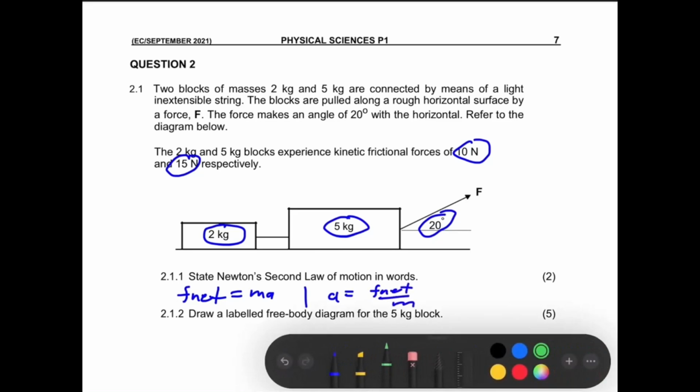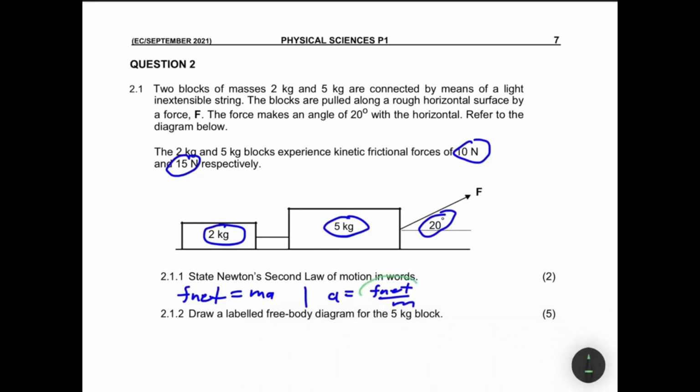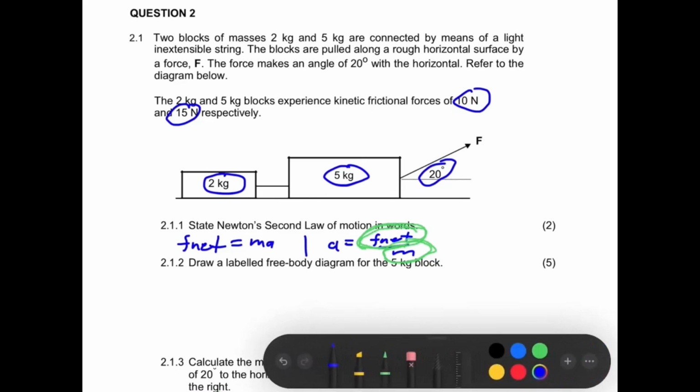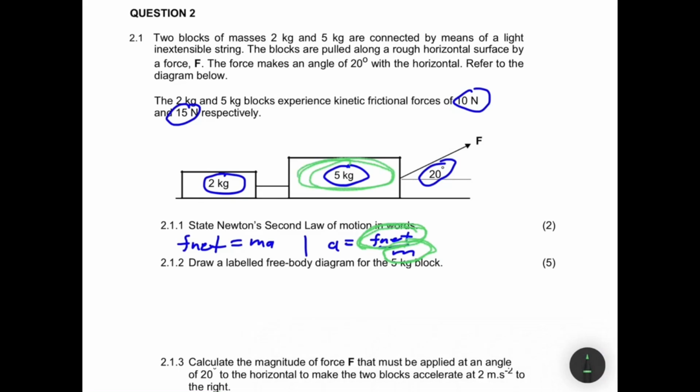Clearly in this case, the acceleration is directly proportional to the F net and inversely proportional to the mass, right? And then 2.1.2 says, let's draw a labeled free body diagram for the 5 kg block. So here's our 5 kg block here, right? So for a free body diagram, we denote the body with a dot, right? So there we have our dot.